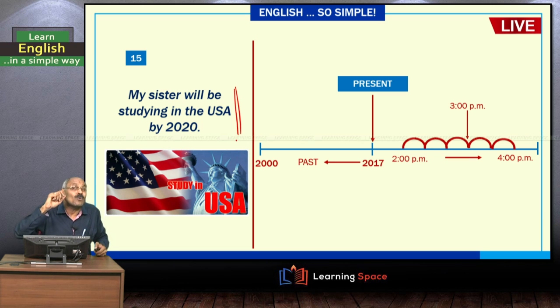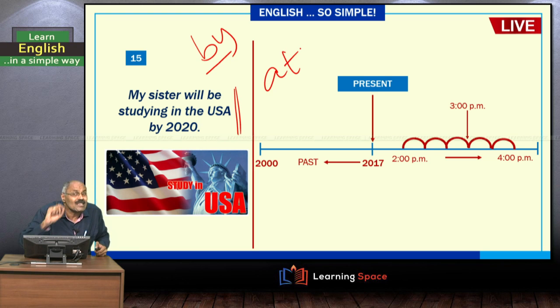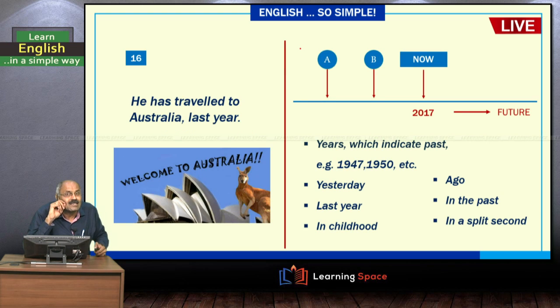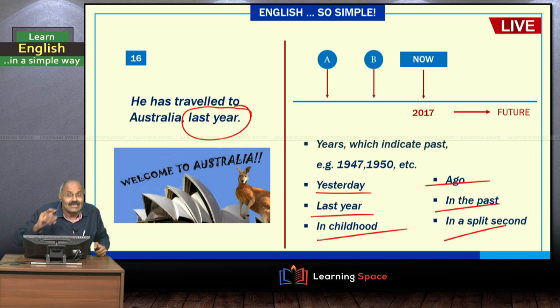It shows progressive action in future. So, please understand, if something is by and something is at, these two things are very important. At that time indicates momentary action, by that time indicates some continuous action by that time, right. Then the next one is, "he has travelled to Australia last year". One fundamental point is here the timeline is given: last year, yesterday, childhood, like that. When a timeline is given, it should be simple past. He travelled to Australia last year. We learnt this a number of times. So, he travelled to Australia last year.